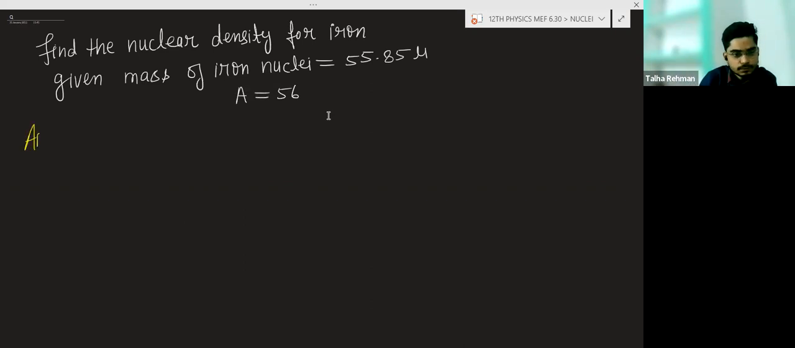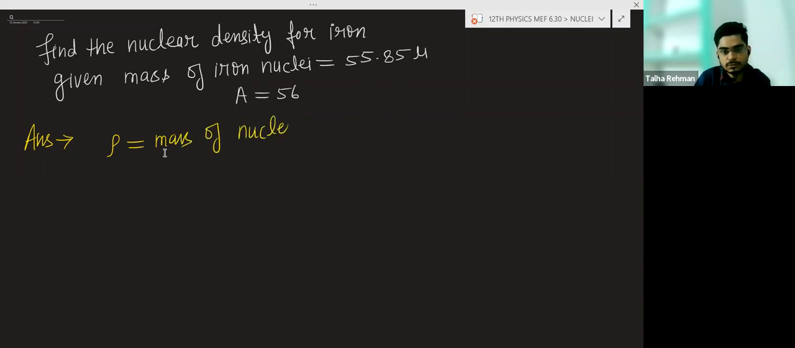Now, what is the formula of the density? We are calculating the density of the iron nucleus. Find the nuclear density for iron. So we will put the mass of the nucleus divided by the volume of the nucleus.